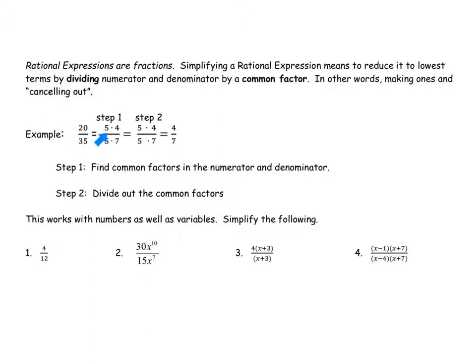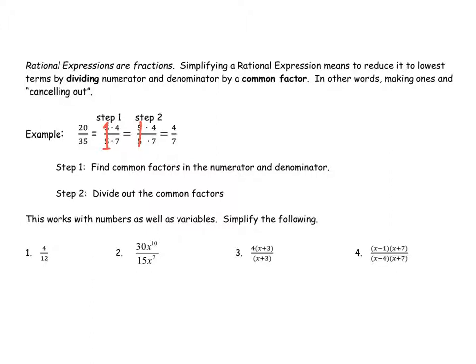20 can be written as 5 times 4, and 35 can be written as 5 times 7. Now, anytime we divide something by itself, it gives us the number 1. And anytime we multiply by the number 1, it doesn't change it. A lot of people will say cancel it out. I tend to prefer not to say cancel out, although it's easy to, but we're dividing it to 1. So we're dividing those out. We split them into their factors, and divide out the common factors to 1.